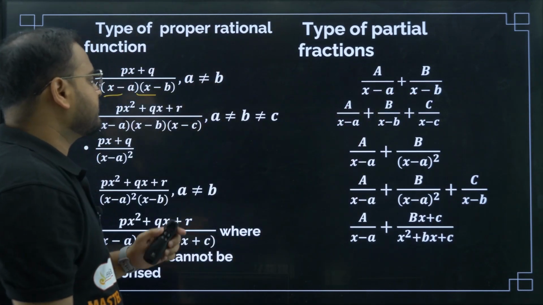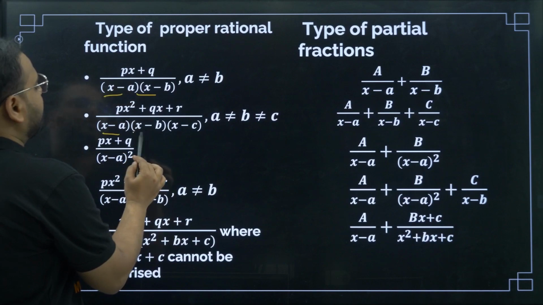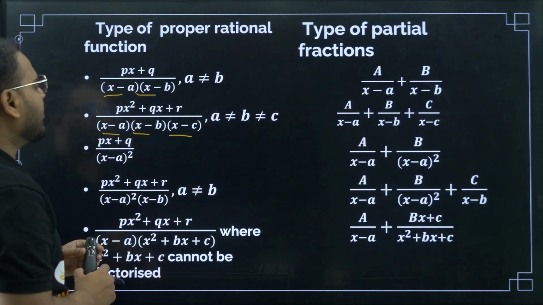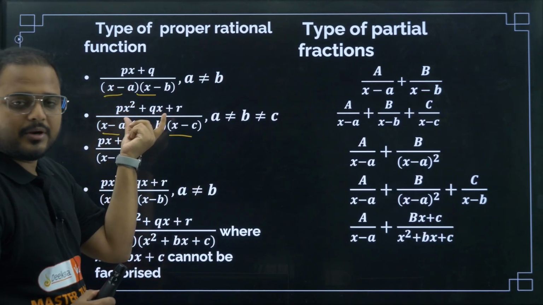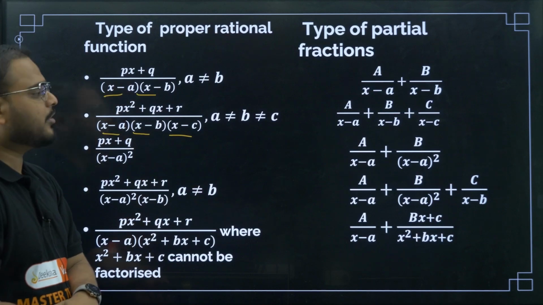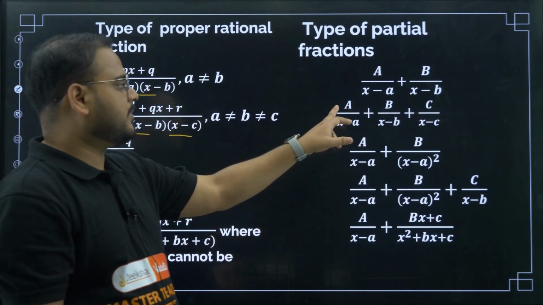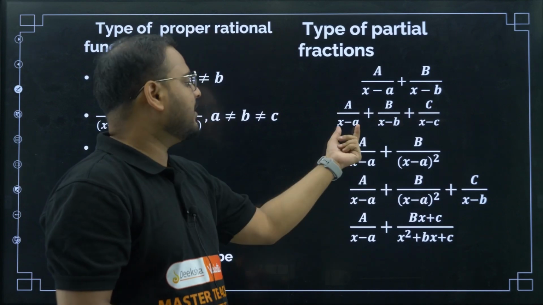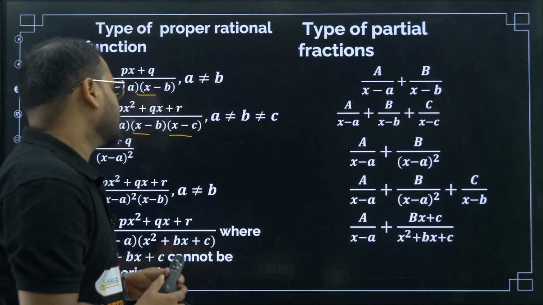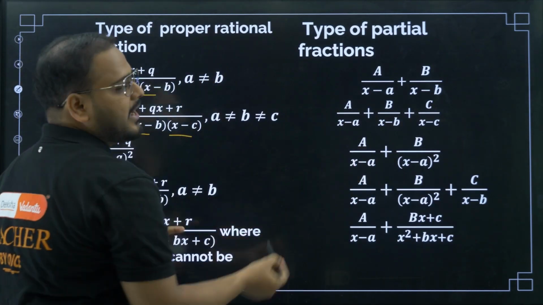What if we have 3 factors in the denominator? There's a quadratic term in the numerator and a cubic term in the denominator. What we're going to do is take 3 variables a, b, c, and write 3 factors in the same way: a upon x minus a, b upon x minus b, and c upon x minus c.